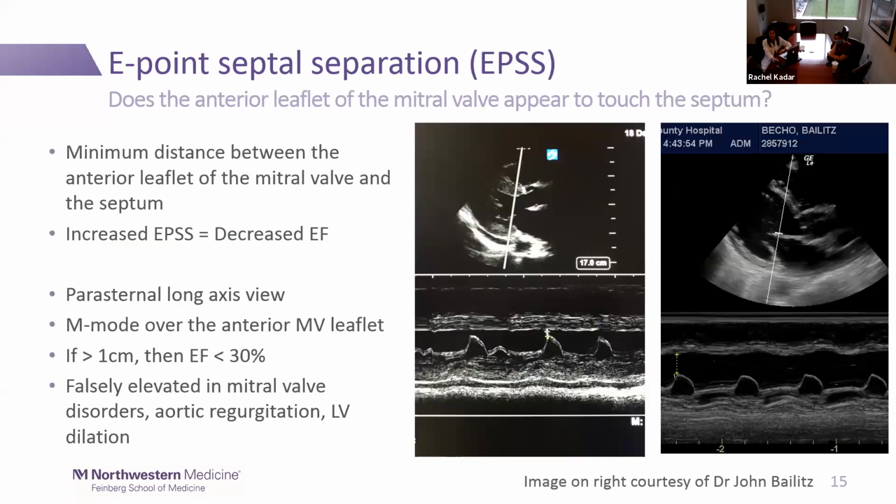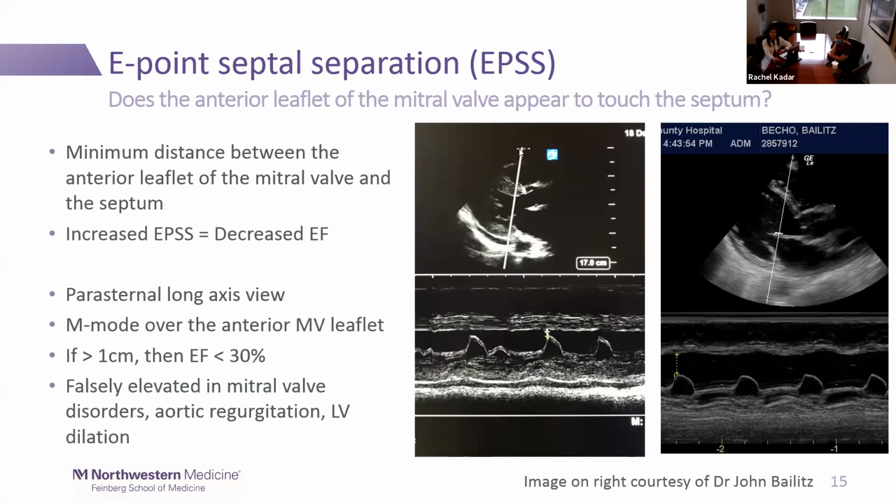Next, we'll talk about EPSS, E-point septal separation. Does that anterior leaflet of the mitral valve appear to reach up and touch the septum? The definition of EPSS is the minimum distance between that anterior leaflet of the mitral valve and the septum. So an increased EPSS correlates with a decreased ejection fraction.